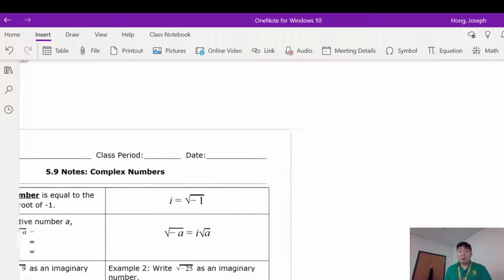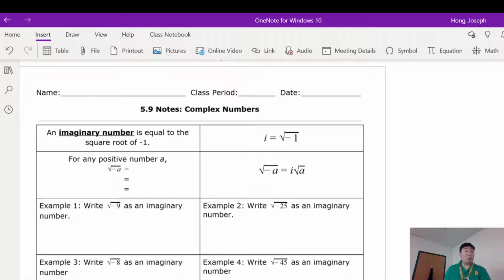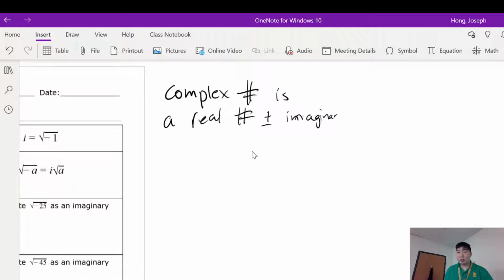First, I want to talk about why we even do this. And for us to be able to know why we do this, we have to define what a complex number is. A complex number is a real number plus or minus an imaginary number. Looks something like this: 4 plus 3i.